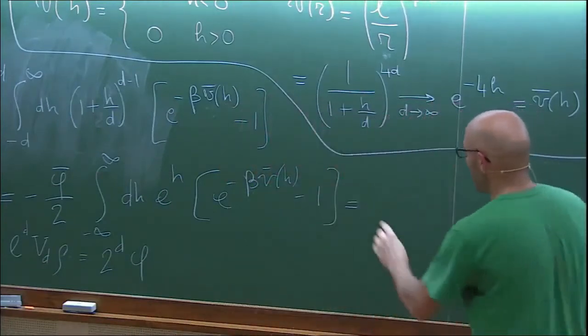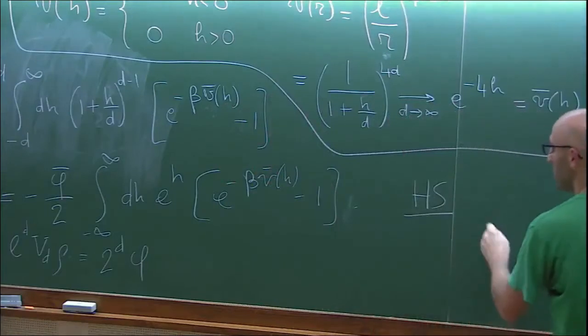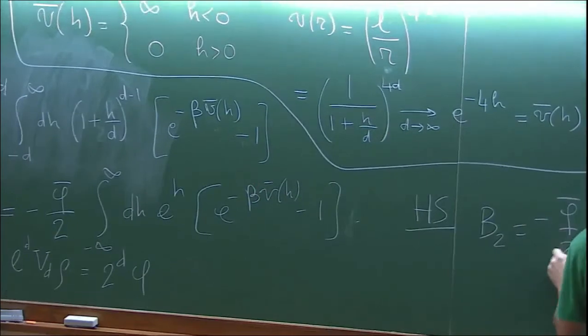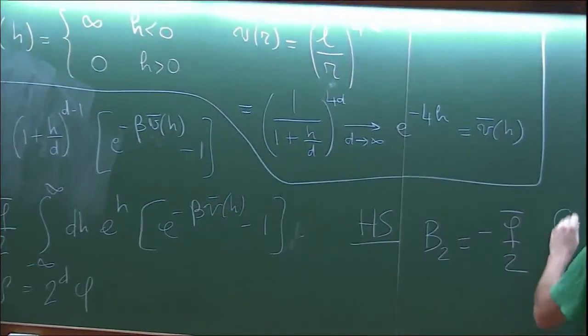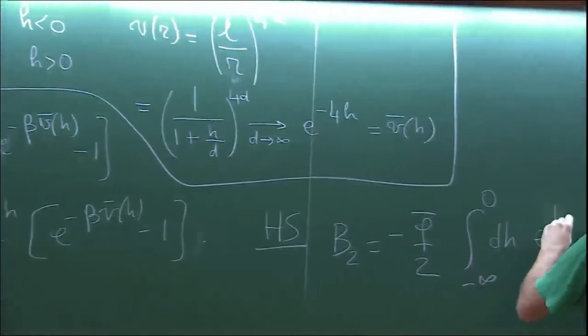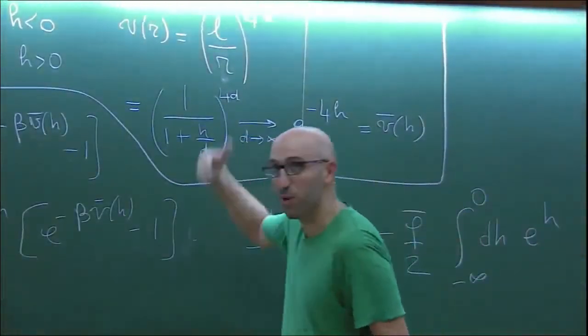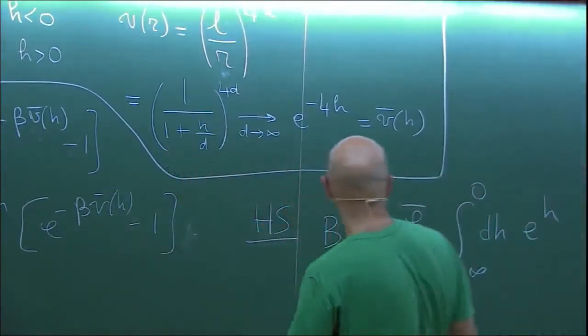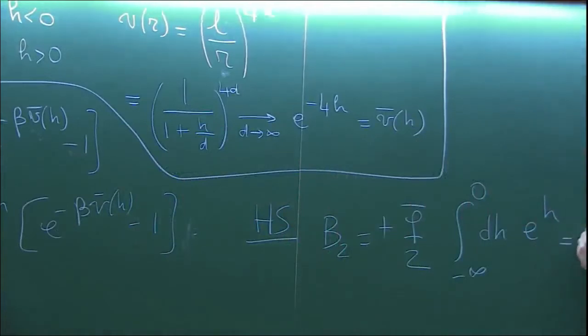If I take hard spheres, from this expression what I get is B2 equal to minus phi over 2, and then I have to integrate between minus h and 0, e to the h. This term is 0 for positive h, so I don't have a contribution, and for negative h this is -1, so I get plus. This integral is 1, so this is phi over 2. You can check that this is the correct second virial coefficient of hard spheres in any dimension. So the integral is dominated by small h.